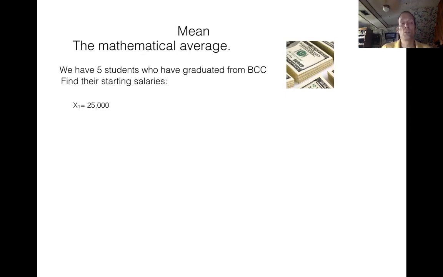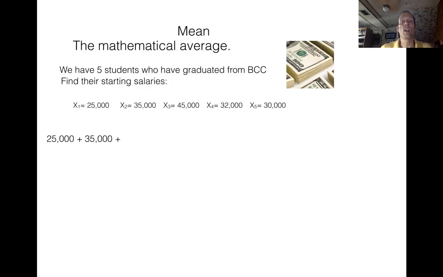So the first graduate, we're going to call X1. So X1 is going to denote the first observation we have. We're going to set that at $25,000. The second graduate, we're going to call X2, $35,000. And we're going to put in the rest of the 5. Now, if we were going to calculate the average of all these numbers, the mathematical mean, we would start by adding all the numbers together. So I'm going to begin by generating the pattern. I'm going to take the 25,000, X1, add to that 35,000.